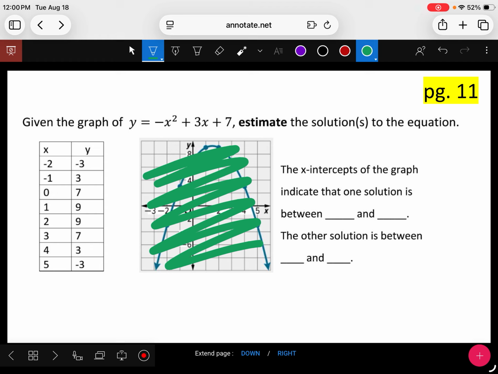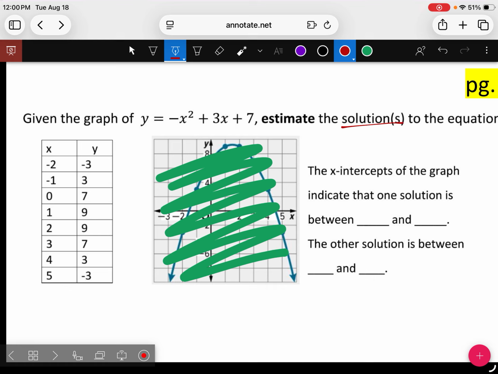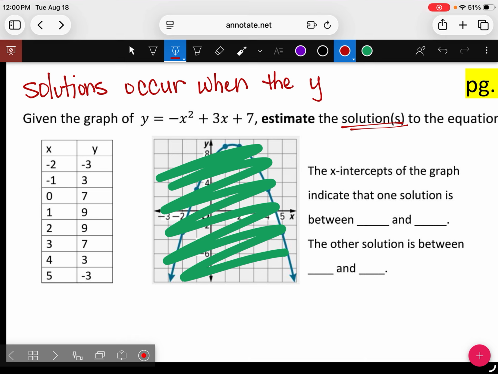We're still in our notes. We're on page 11. Okay, so I'm going to write this at the top. So it's asking for the solution. So can you write that? Solutions occur when the y value changes sign.